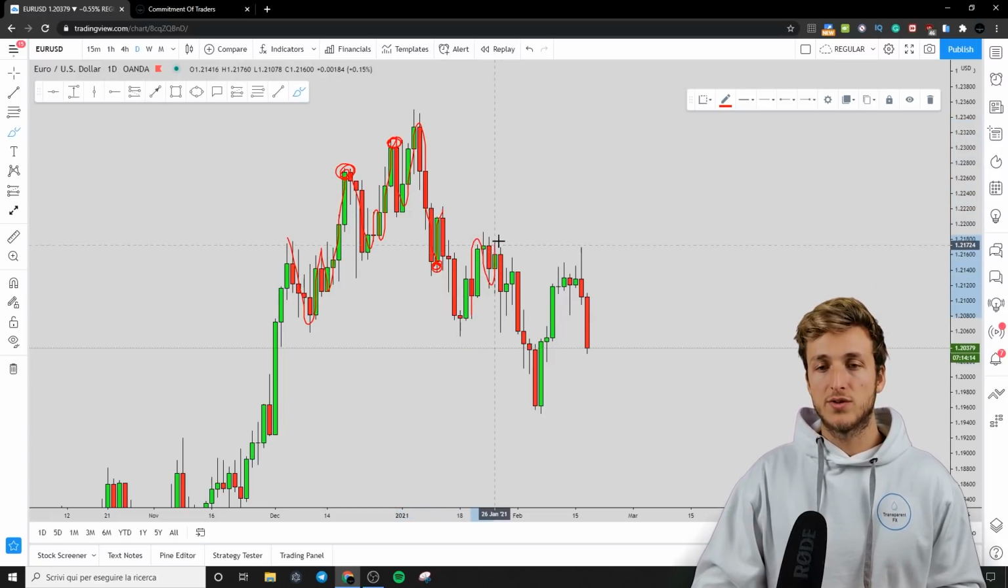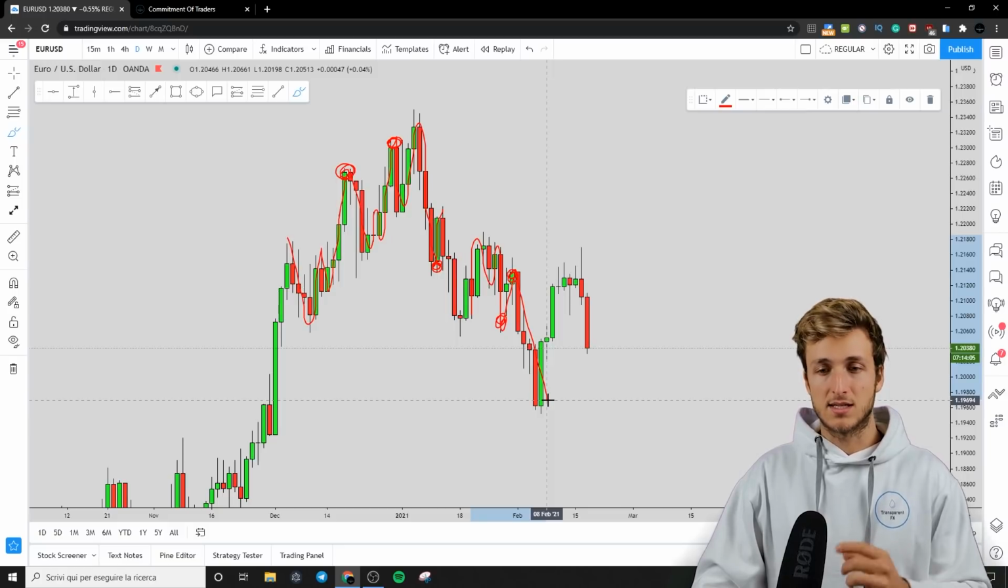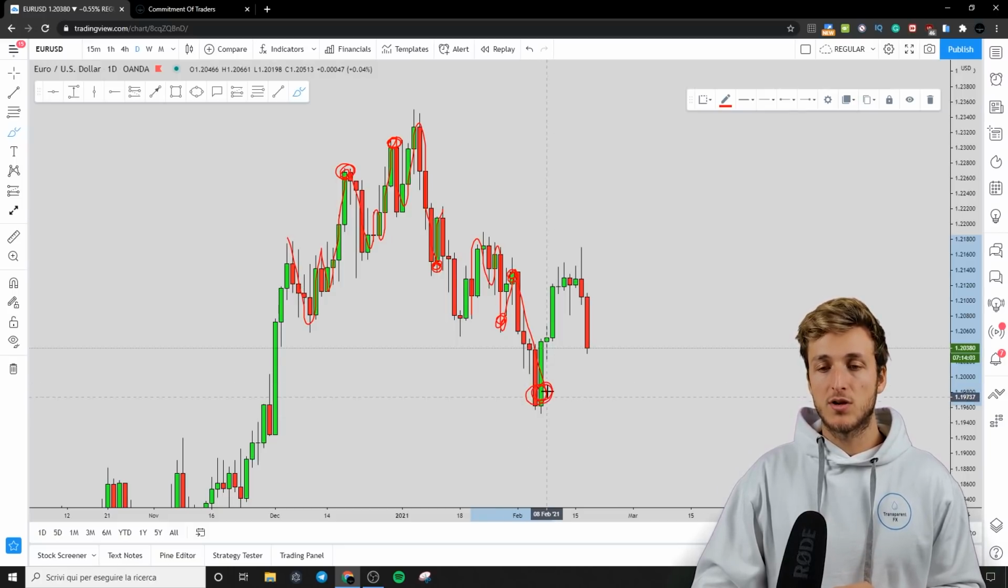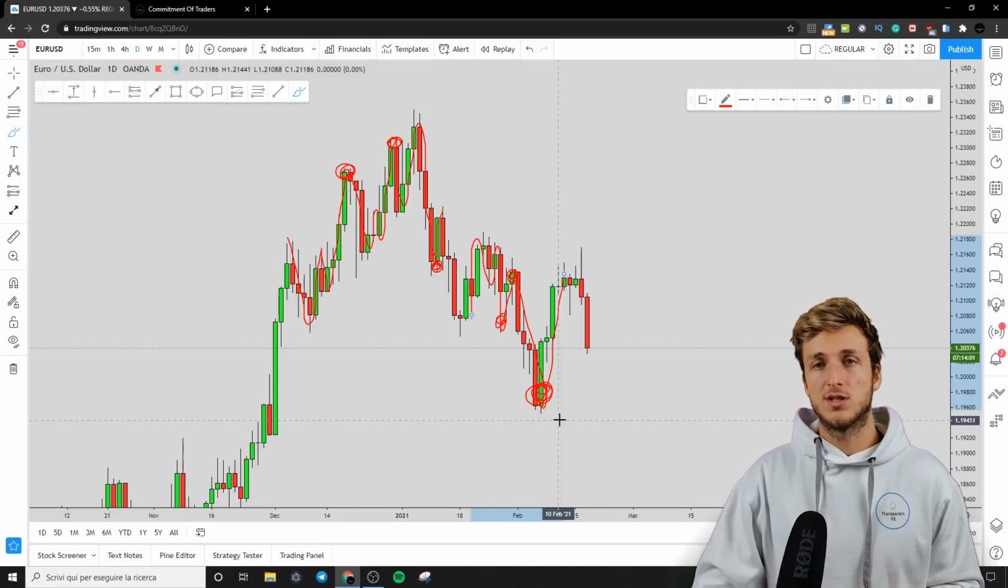Then we had the creation of this M pattern, and from here I made a full breakdown explaining all the reasons for which first we expected a retracement and then the continuation to the downside, and again, that is exactly what the market did. And from here I explained all the reasons for which we wanted to see this move to the upside, and in fact, that is exactly what the market did.